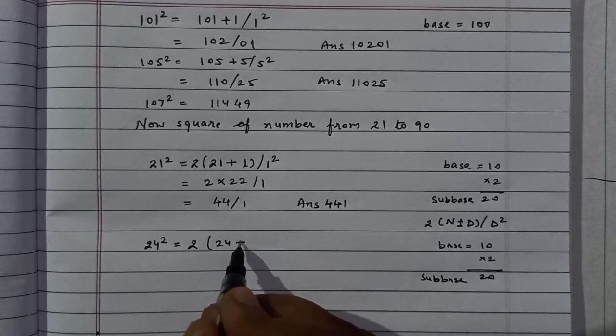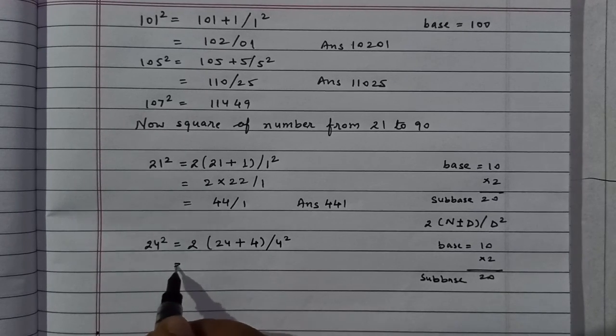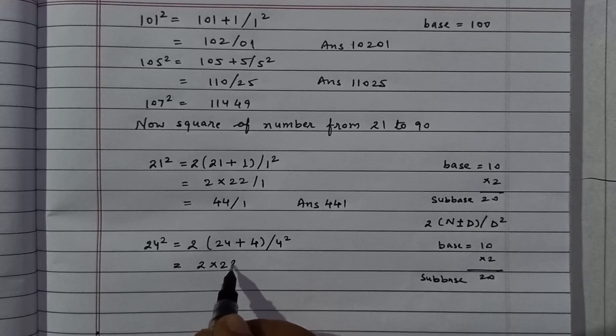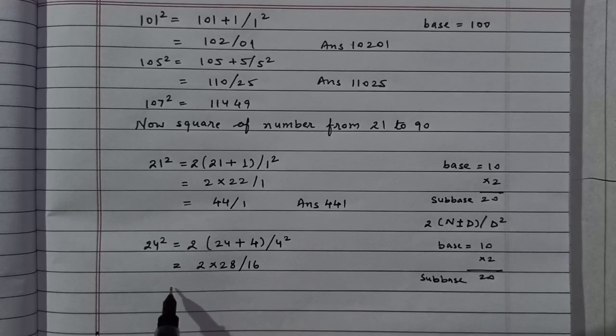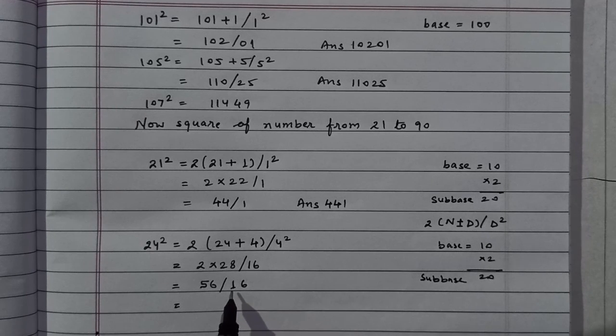Number 24, plus deviation 4 square. 2 into 28, 4 square, 16. 28 twos are 56, 16. Subbase has 1 zero, so we keep one digit in the right part, one carry forward to the left part. 56 plus 1, 57, 6. Answer is 576.